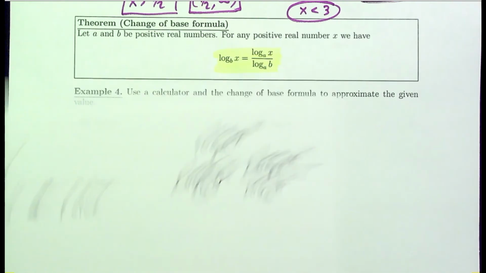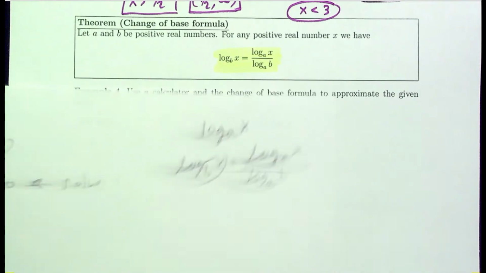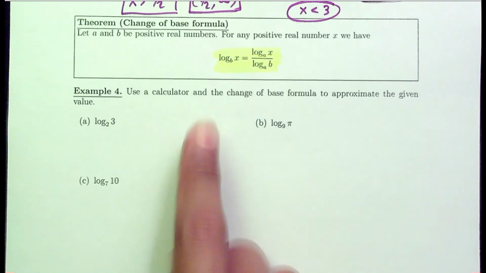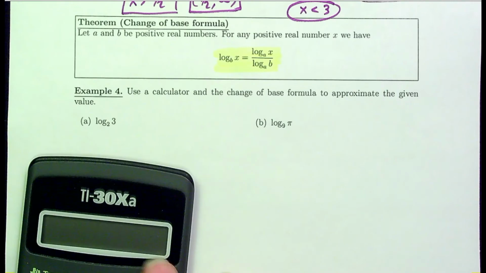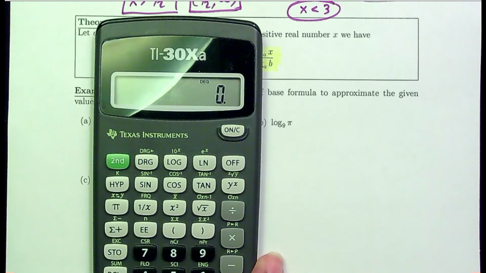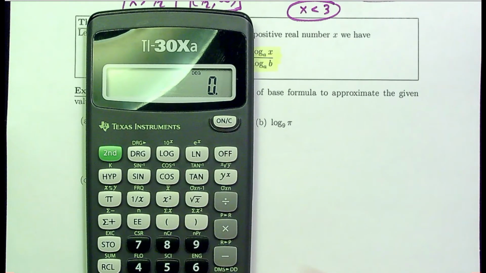All right, so we're going to change some logarithms now to use that formula. Use a calculator for this one and change the base formula to be able to put it in the calculator and approximate the value. The thing is, if you have a logarithm that is not base 10 or base e, then you cannot really evaluate it in a lot of calculators.